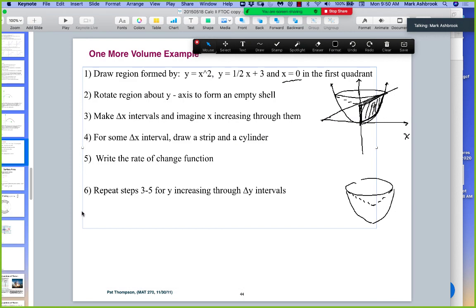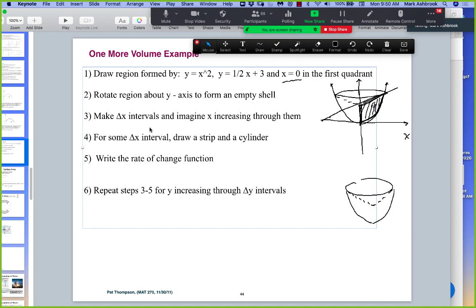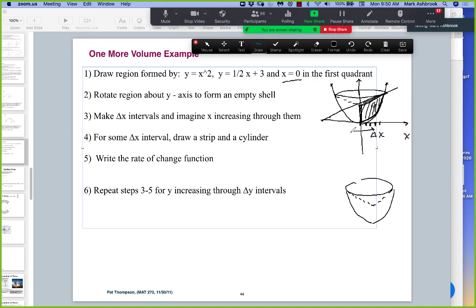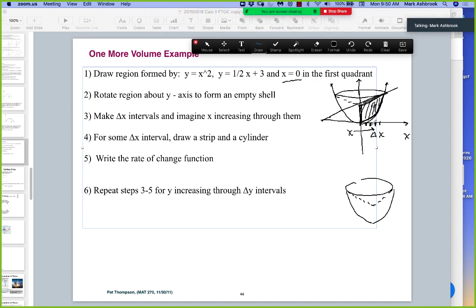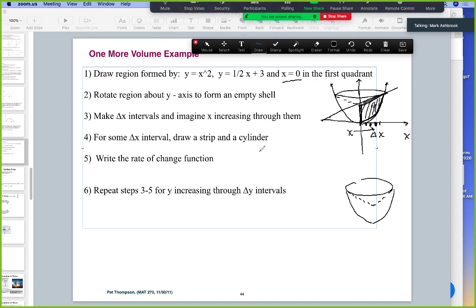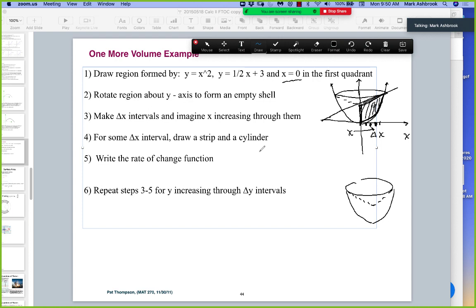Okay, so here's our empty shell. And now we're going to mark off delta x intervals first. Like this. So we have delta x intervals. Imagine x increasing through delta x intervals. For some delta x interval, say this one right here, we want to draw a two-dimensional strip in the region, and rotate that strip the same way we rotated the region to get the typical cylinder that's going to be used to fill this thing up.